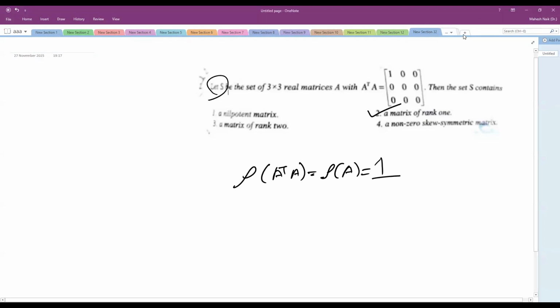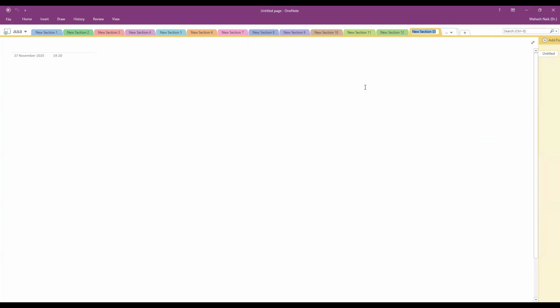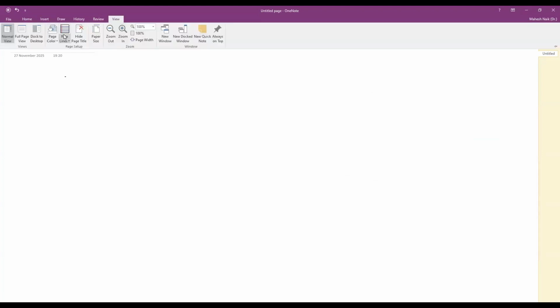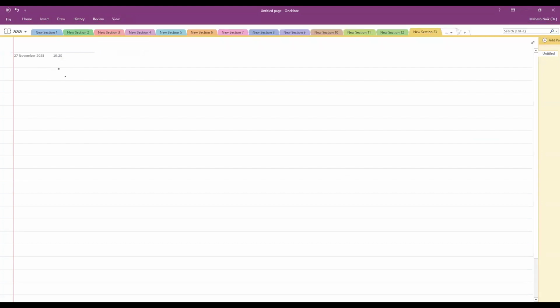Let's proceed towards the system of linear equations so that we can define some additional things like row space, column space, and eventually we can talk about the consistency. Okay. So, system of linear equations.